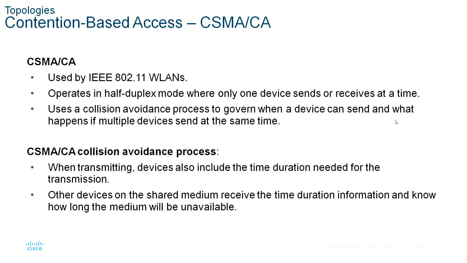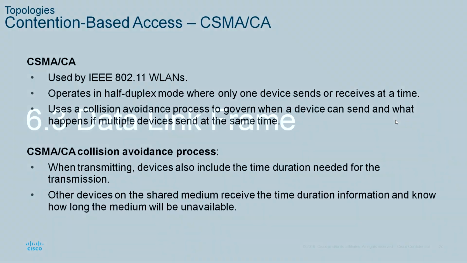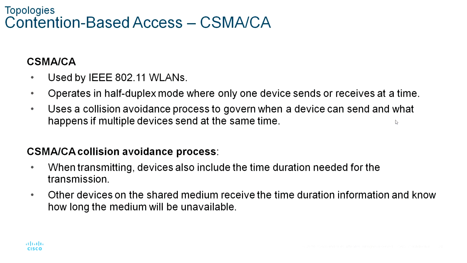Each device that transmits includes the time duration that is needed for the transmission. All other wireless devices receive this information and know how long the medium will be unavailable. In the diagram, if host A is receiving a wireless frame from the access point, hosts B and C will also see the frame and how long the medium will be unavailable.